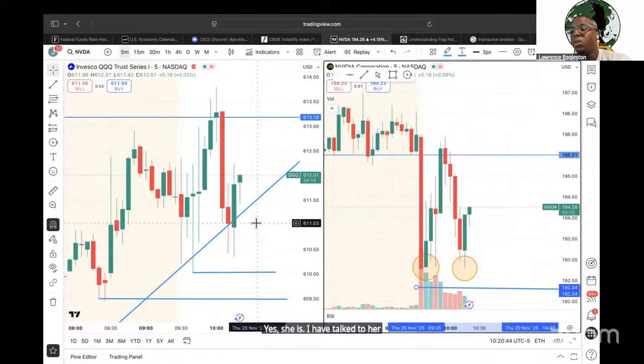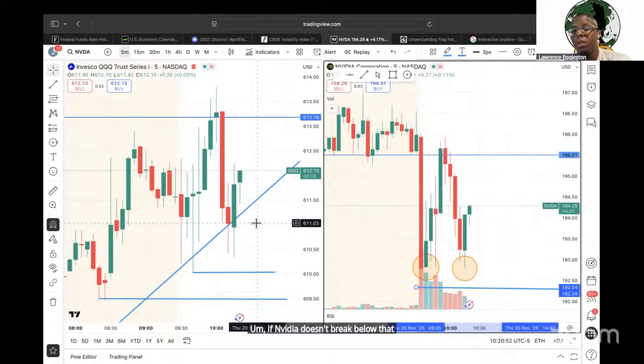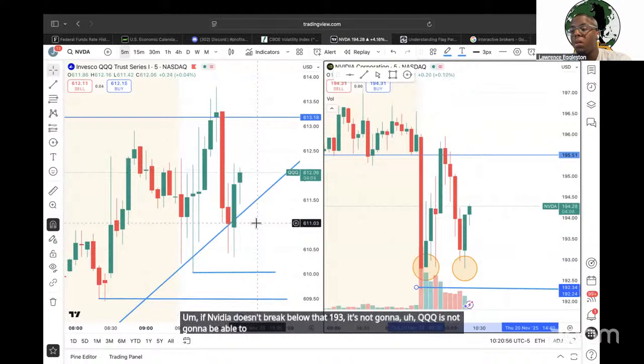If Nvidia holds up, then the Qs is not going to be able to draw down at all much anymore. If Nvidia doesn't break below that 193, QQQ is not going to be able to draw down at all.